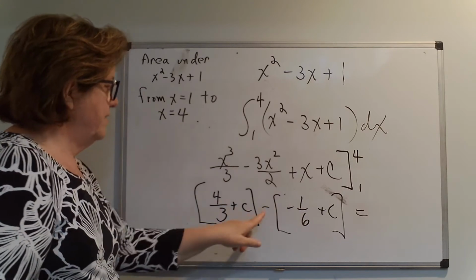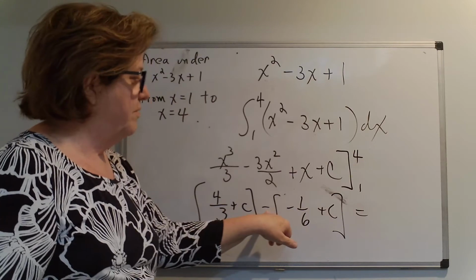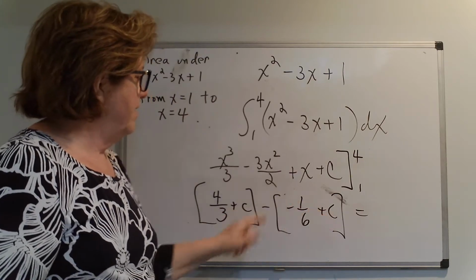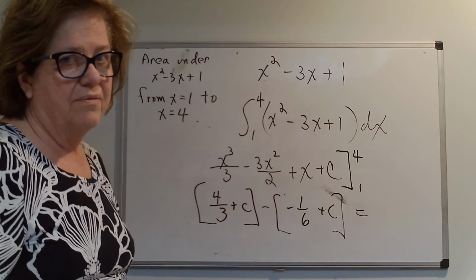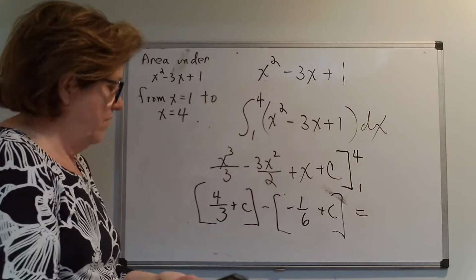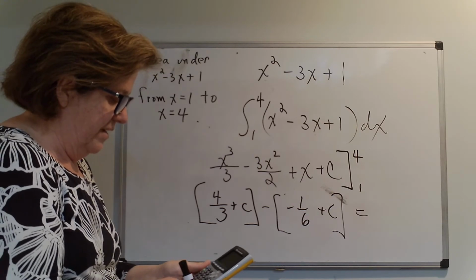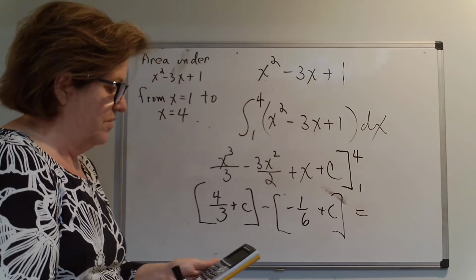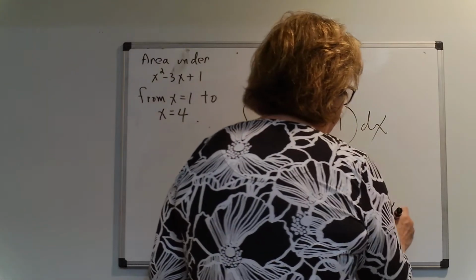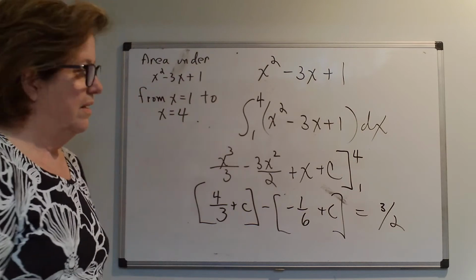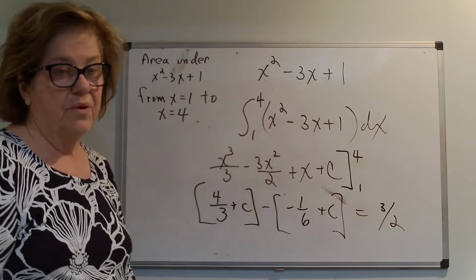Okay, so when I take the difference, it's going to be 4/3 plus 1/6. I have to distribute the negative, minus c. Well, we're going to have a plus c and a minus c, so the constant is irrelevant. It goes away. We don't have to worry about that. But now we've got 4/3 minus a negative 1/6, which is going to be plus 1/6. So that's going to give us 3/2, 1.5. So the area under this curve from 1 to 4 is 1.5.